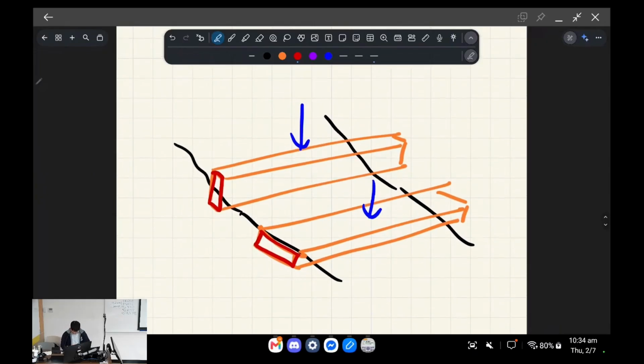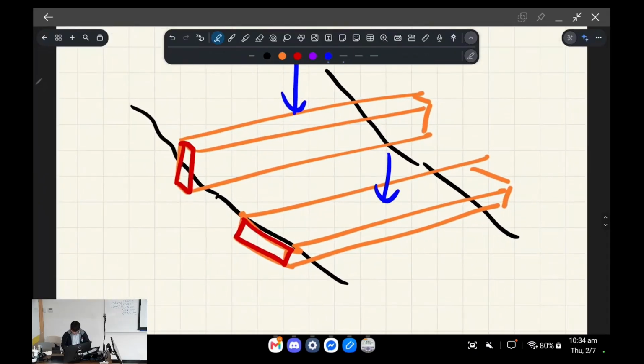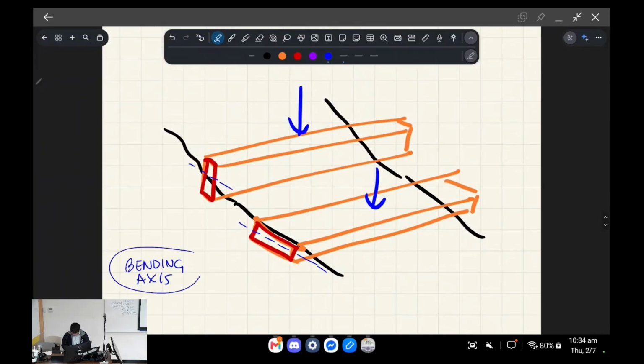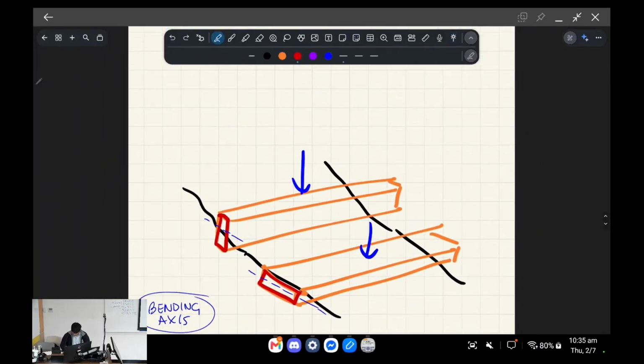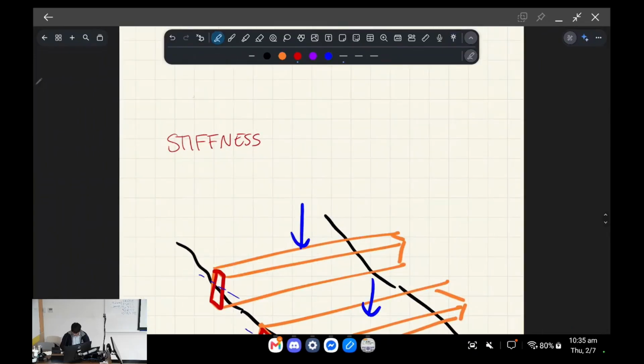So what we want to establish is this concept of a bending axis, okay? Bending axis. So this bit of wood is bending perpendicular to this line, okay? And that's important. So the bending axis is perpendicular to the direction of the force which would cause it to bend, okay? So that's one thing. The other thing is this concept of stiffness. Let's call it bending stiffness, okay?